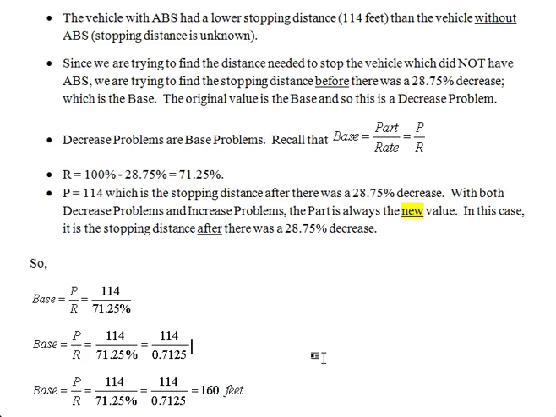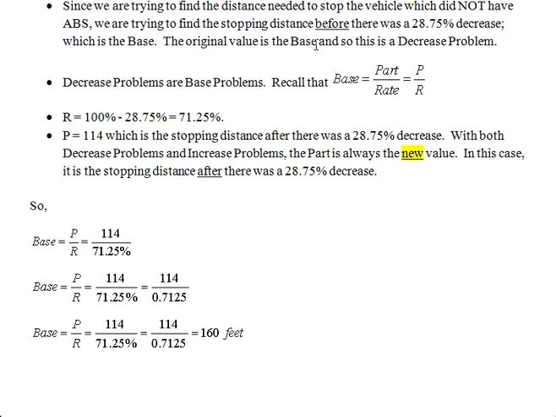And then, using my calculator to do the arithmetic, we see that the base, which is the original value, the value before the decrease occurred, turned out to be 160 feet. So after we installed the ABS system on the vehicle, we see that the stopping distance decreased from 160 feet to 114 feet. So again, the 114 feet was the new value.